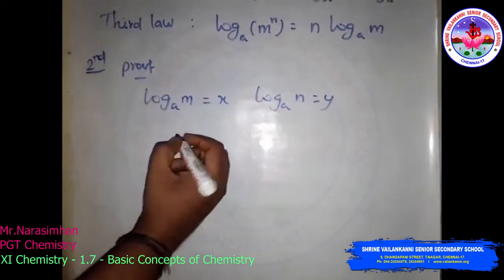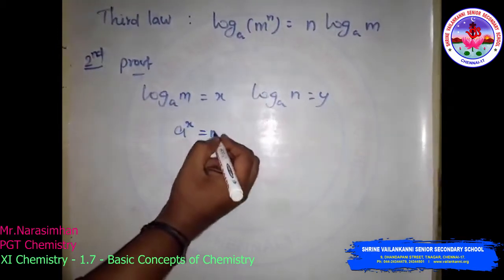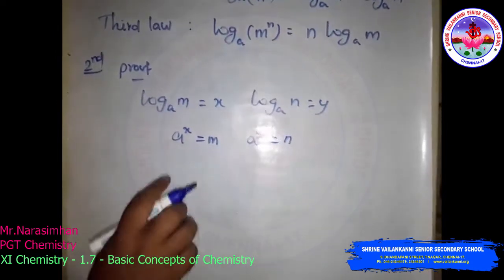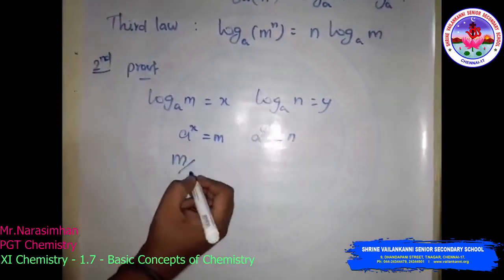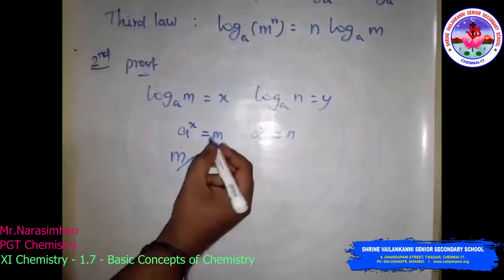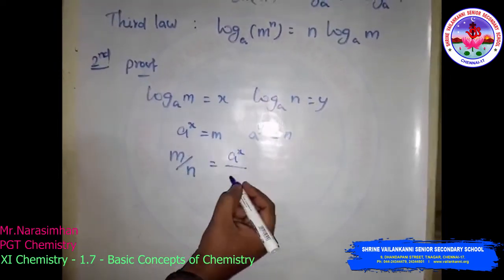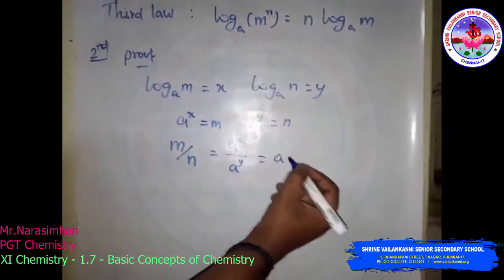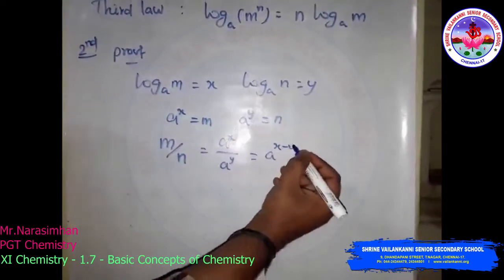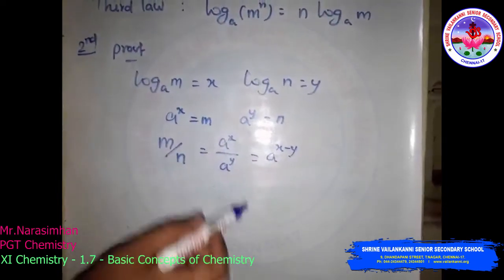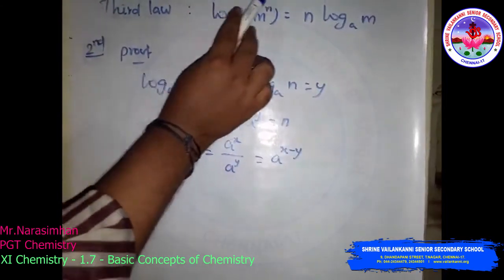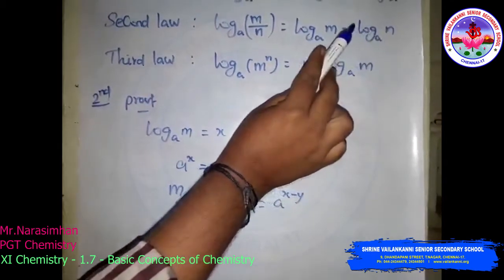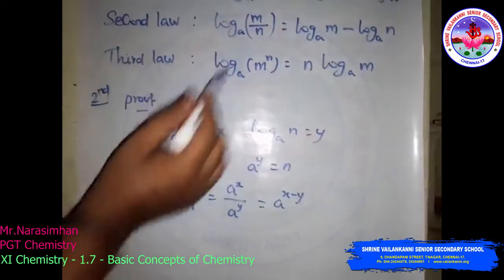Again in a similar way, a power x is equal to m, and a power y is equal to n. Here m by n is equal to a power x by a power y. So you can take a power x, and this will become minus y. Therefore log of m by n to the base a is equal to log of m to the base a minus log of n to the base a. This is the second law proof.